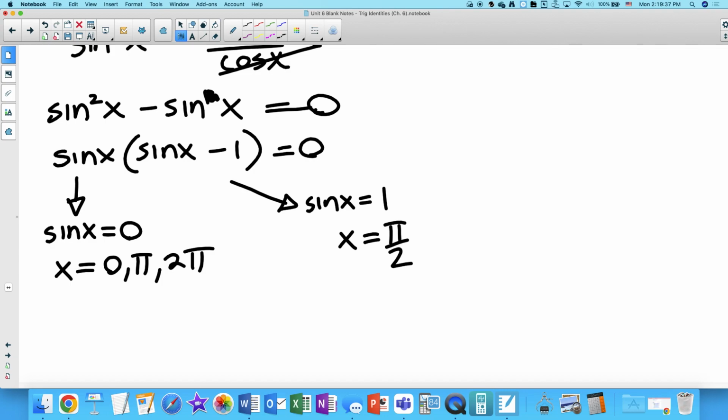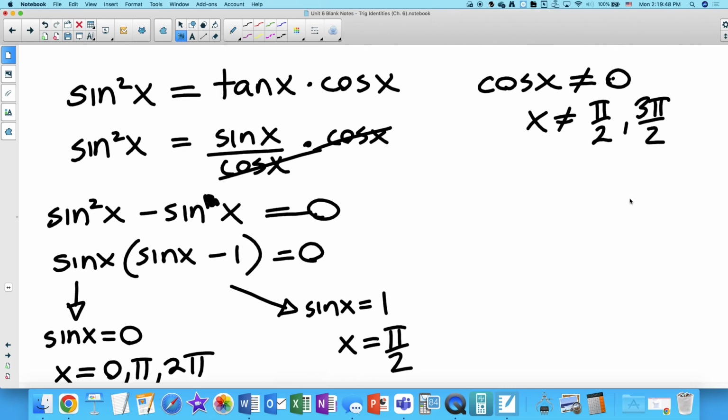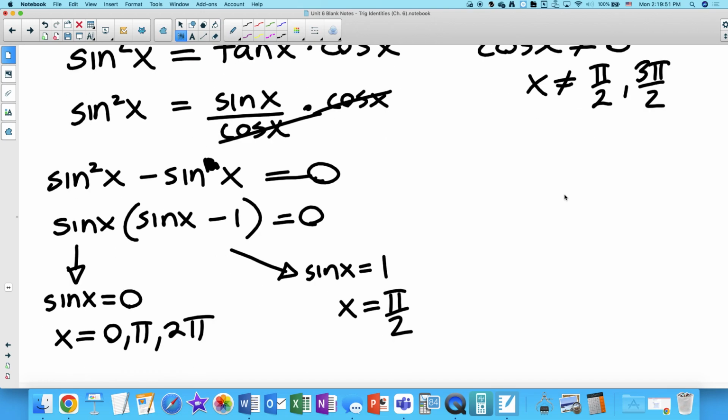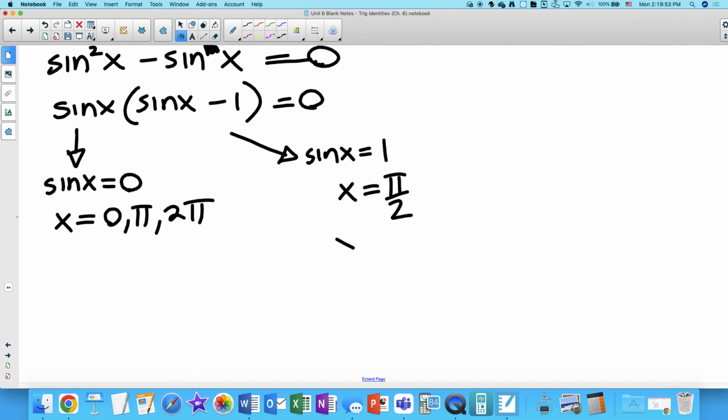Yes, the pi over 2 is no solution. Exactly. This is extraneous, because if you go back to the non-permissibles, one of the non-permissible values is pi over 2. So we have to throw this out. This is extraneous.